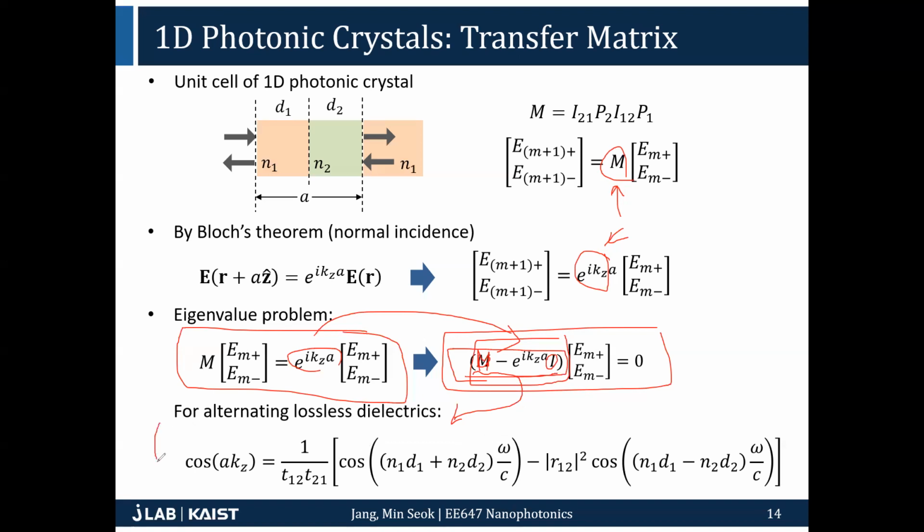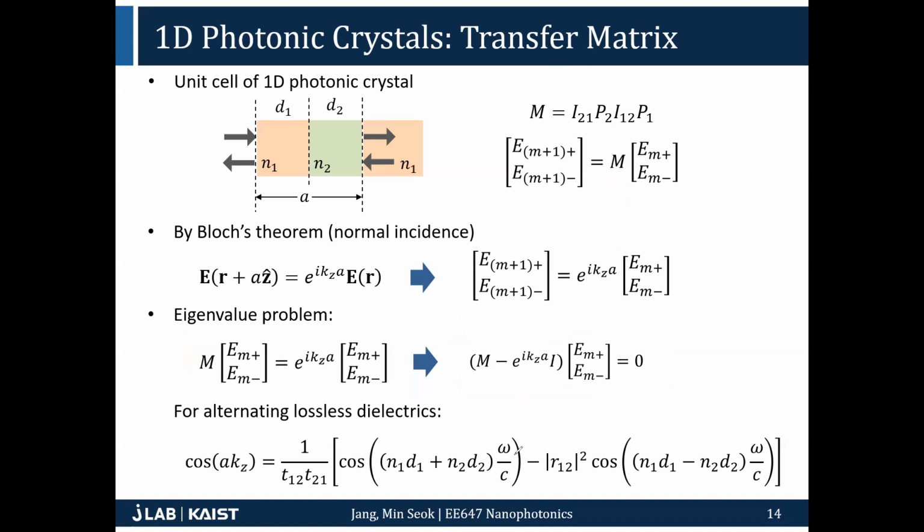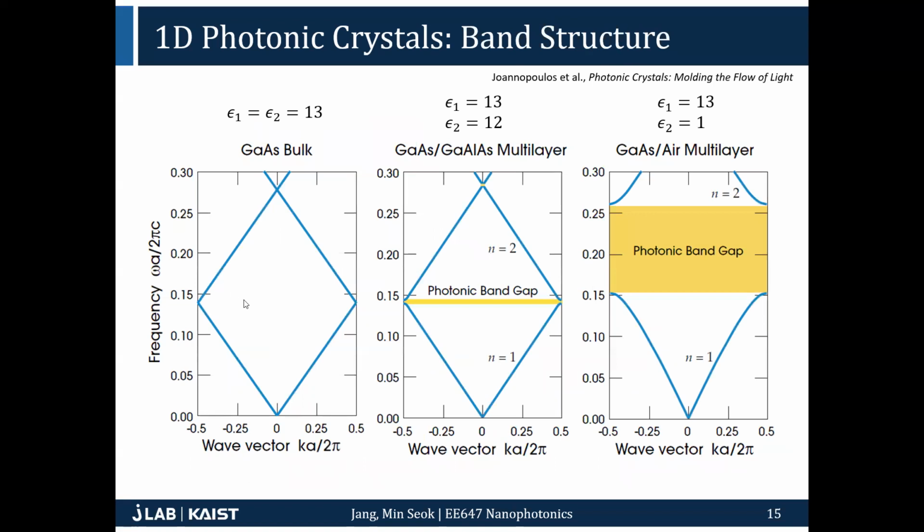From that condition, we get this relation, which connects the material properties and the thickness to the frequency and the momentum of the waves residing in the system, which is the dispersion relation. If we draw it, that's the dispersion relation, and we do know that if epsilon 1 and epsilon 2 are different, then we start to have a photonic band gap where no propagating mode exists.